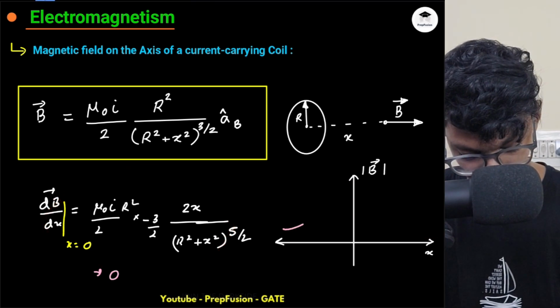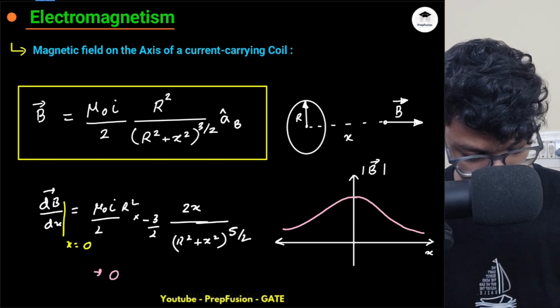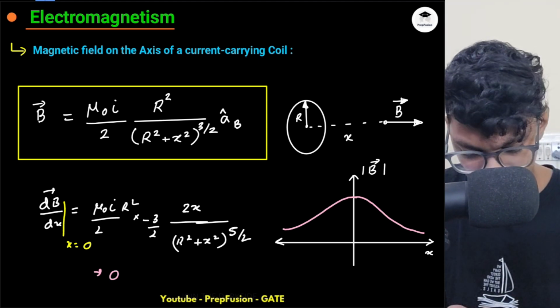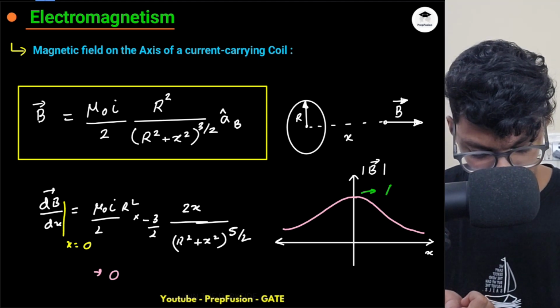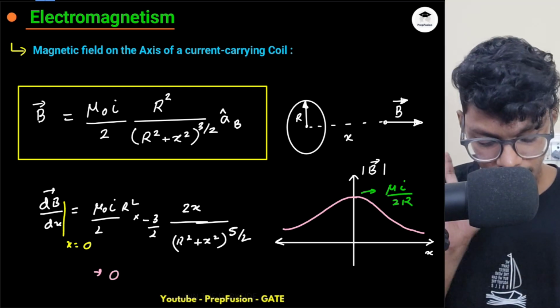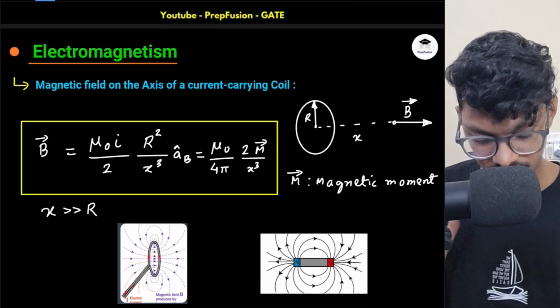The variation will be something just like this, not exactly, but I hope I'm able to draw it perfectly. And at the center, what is the value? It is mu I by 2r. This is the value at the center. Okay, so I hope you understood all these points, and that was about it for this lecture.